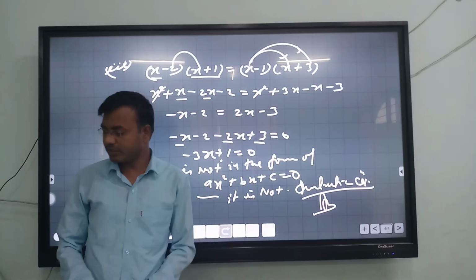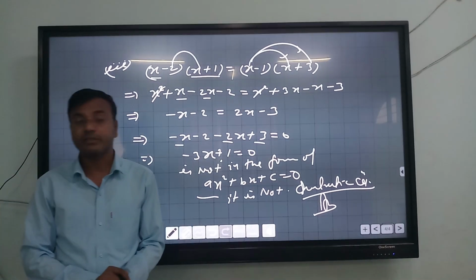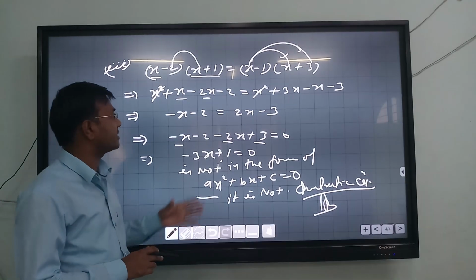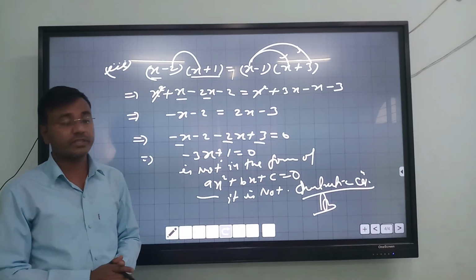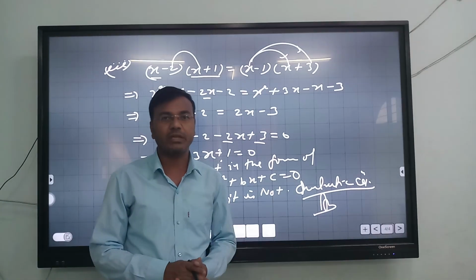So I hope you got the concept. There are 8 parts. So learn the identities, that is, a plus b whole square and a minus b whole square, wherever they exist in the equations, and try to solve question number 1.